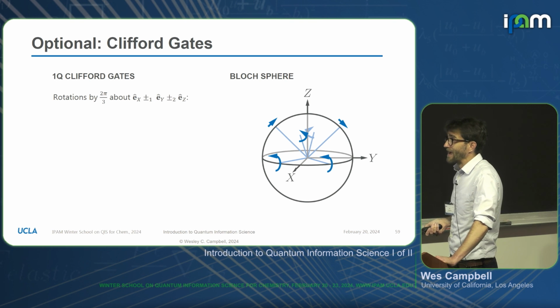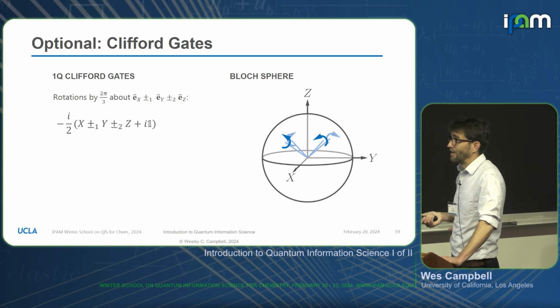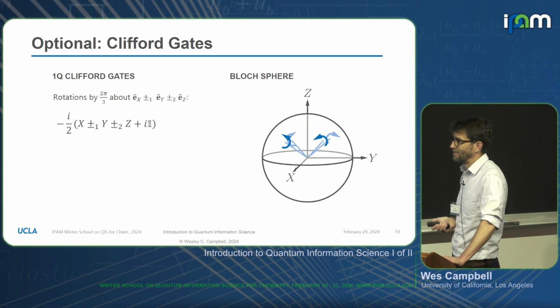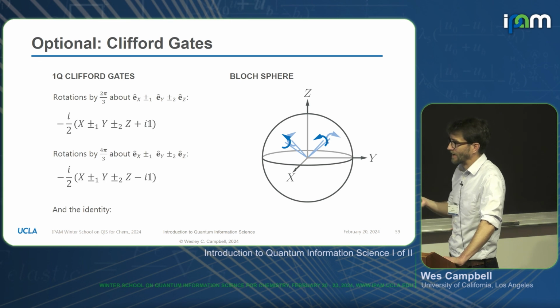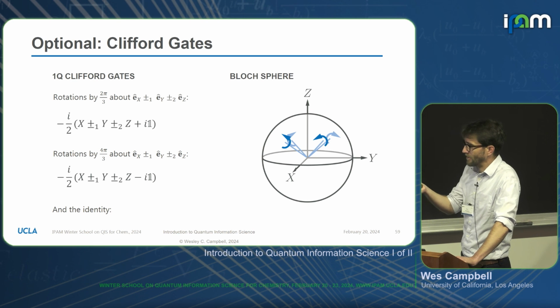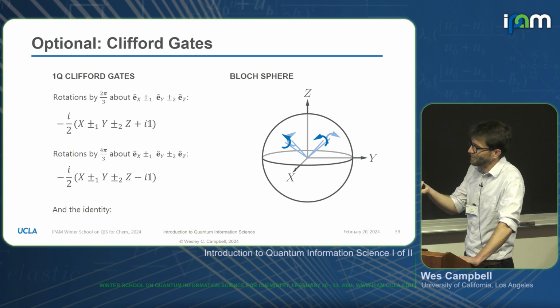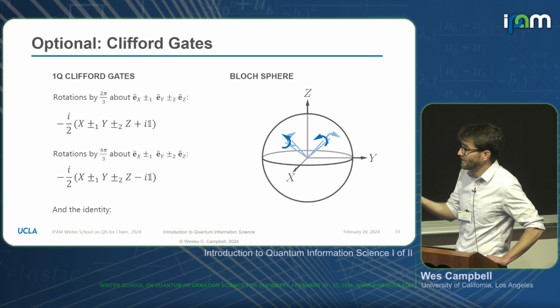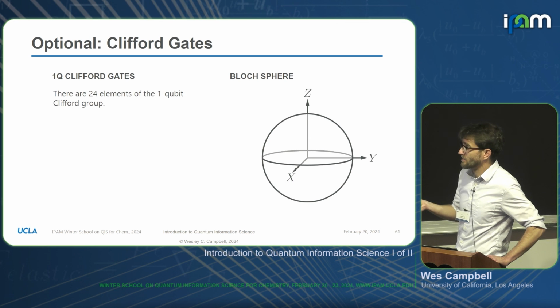Then we have rotations by 2 pi over 3 about the axes that are halfway between each of the 3 principal directions. We can do those, and we get how many of those? We get 1, 2, 3, 4 of those. Here, the plus minus subscript 1 and plus minus subscript 2, I'm just trying to say that those plus and minuses are independent of one another. That's all I mean there. And then we can do rotations by 4 pi over 3 about the same thing. We just pick up a minus sign there. And the identity. That is the single qubit Clifford group.